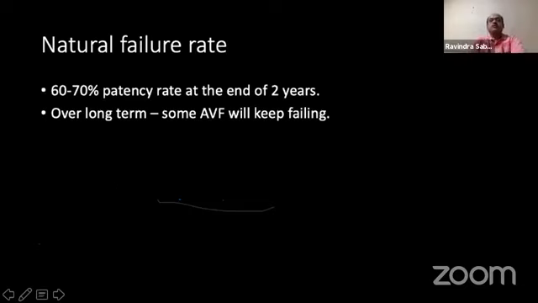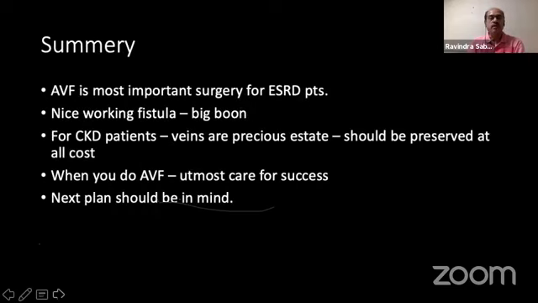Now, as you know, the benefit of a graft is that there is nothing like maturation. It can be utilized very early. But the problem is that the patency rate of the graft is much less as compared to the autologous material. Whichever AV fistula you make, there is a natural tendency of failure. 60 to 70% is the general patency rate in the publications at the end of 2 years. And as the years go by, some fistulas will keep on failing.